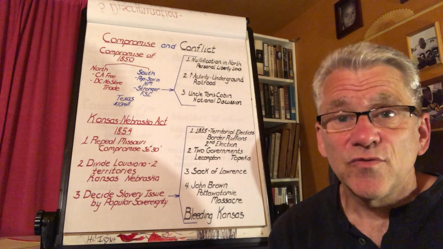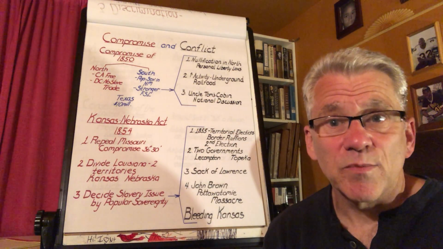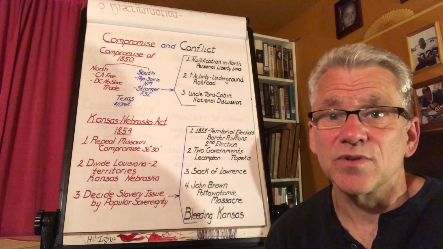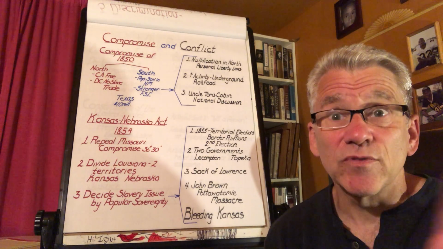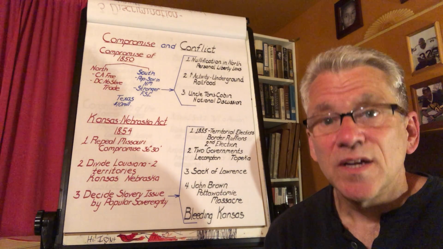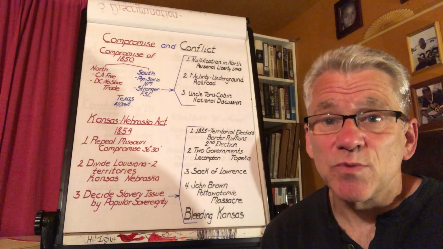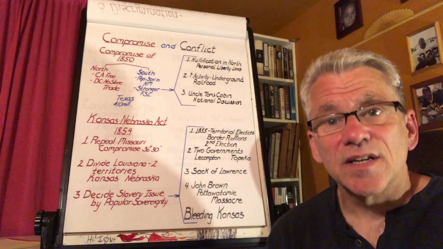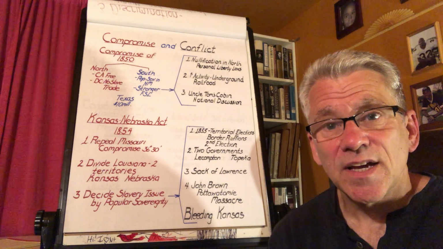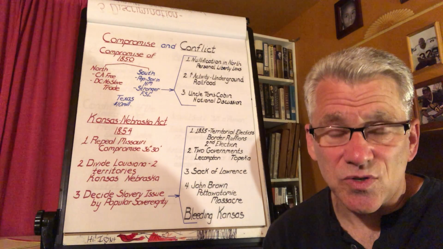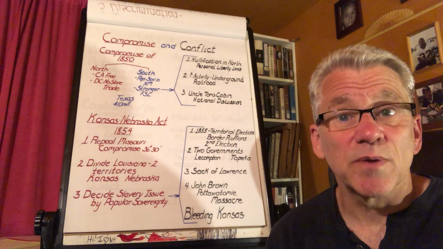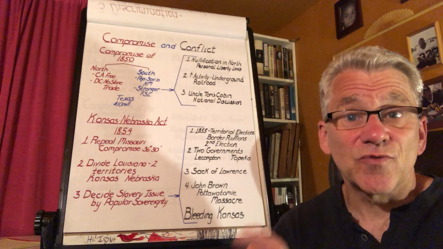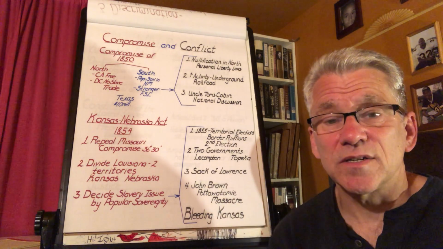Repeal. First thing he says, we have to repeal the Missouri Compromise, at least that provision that says all territory above the 36°30' line is free. Forever free is how it was worded. Repeal that. Once that's repealed, two, we'll divide that territory into two territories, Kansas and Nebraska. And then three, we will decide the issue of slavery in those two territories by popular sovereignty. The people of the territory will decide whether it's free or slave by democratic process.